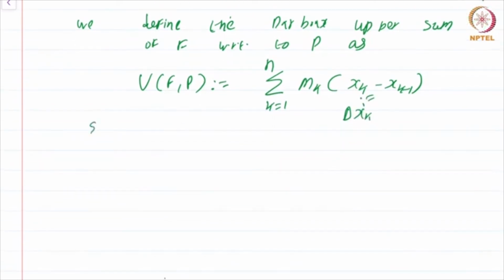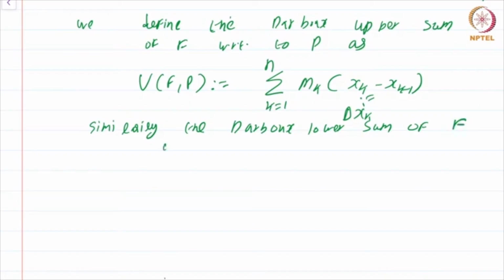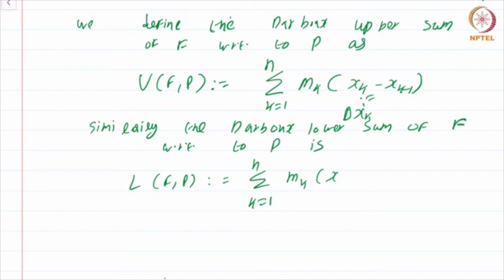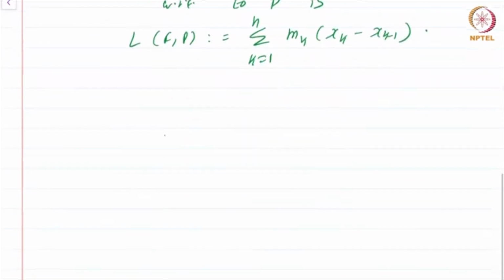Similarly, the Darboux lower sum of f with respect to P, L(f,P), is by definition just the summation from k equals 1 to n of small m_k times (x_k minus x_{k-1}). Okay, so these are the Darboux upper sums and the Darboux lower sums.